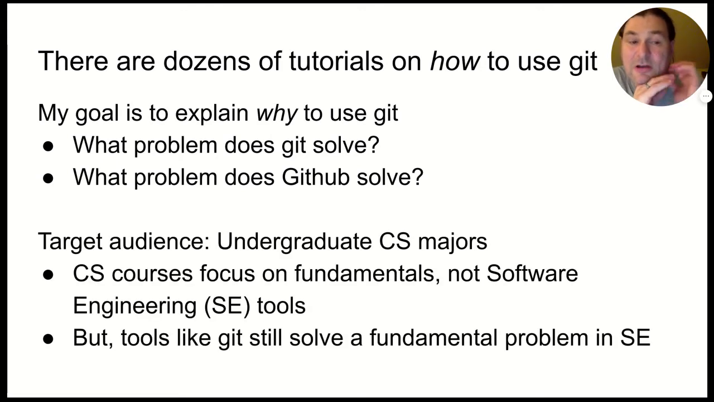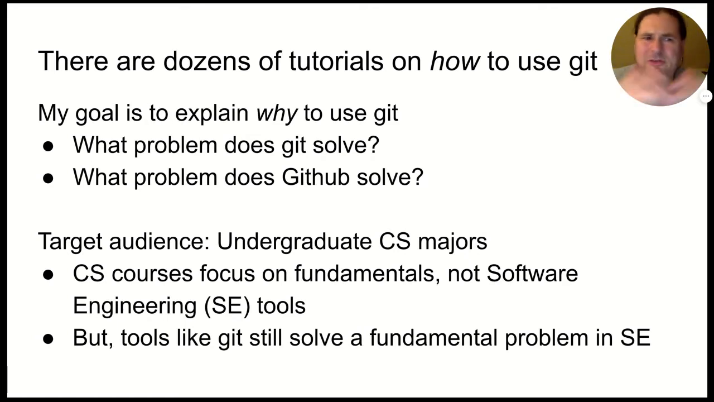The target audience here is undergraduate CS majors. So why are we targeting undergraduate CS majors? Well, I'm a professor, that's who I teach. But also, the computer science curriculum courses tend to focus on fundamentals for computer scientists. So data structures, algorithms, binary search trees, searching, sorting, a little bit of theory, P versus NP, some different programming languages, different programming paradigms, functional, object oriented, maybe a little bit of design, maybe a little bit of teamwork in a software engineering course or something like that.